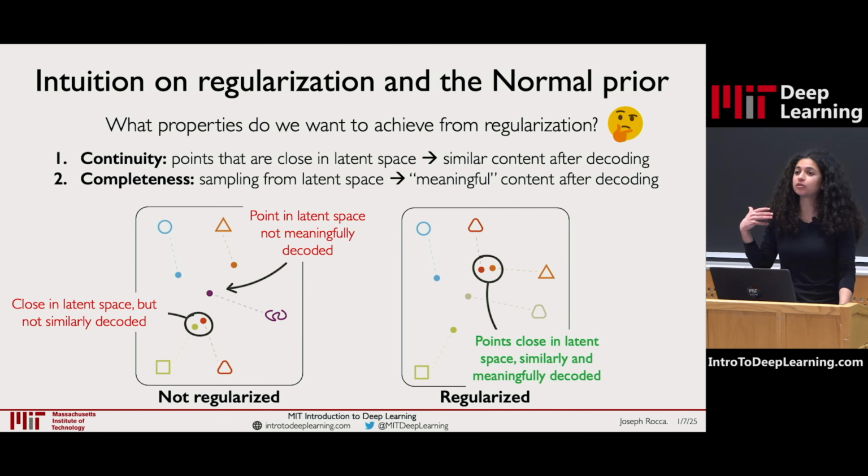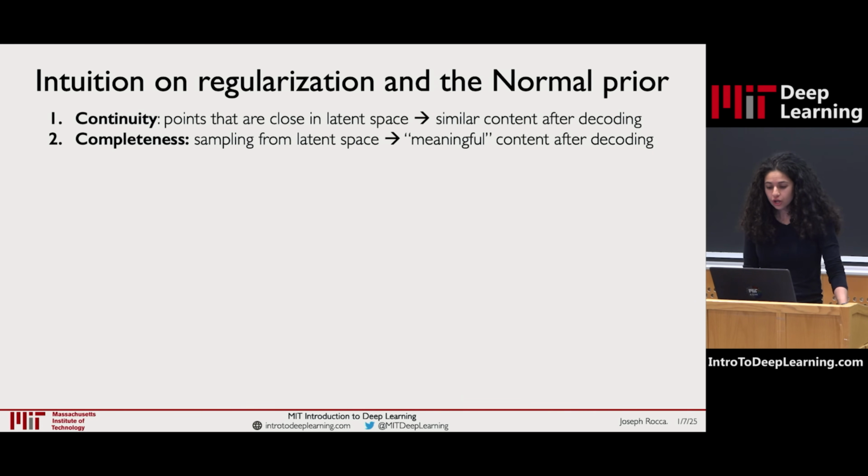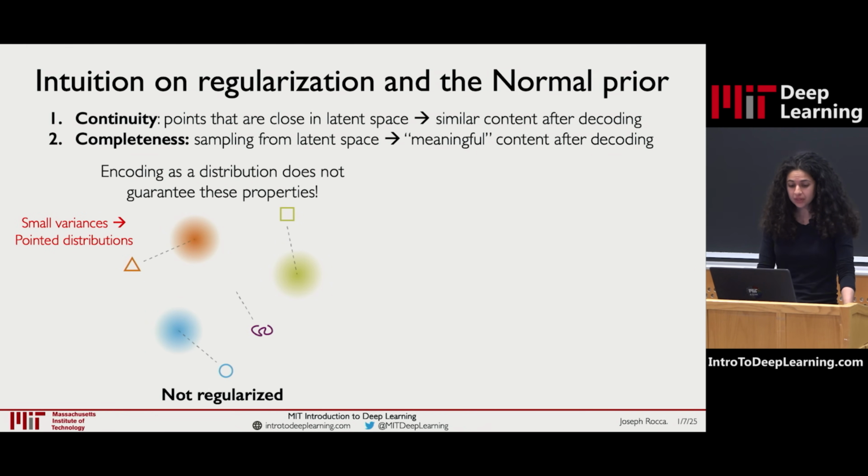In contrast, what regularization allows us to do is to encourage the closeness, where points that end up close in the latent space are semantically related, similar shapes, and also completeness, meaning that we can sample from anywhere in this grid of the latent space and still get a good shape out when we decode. So this is a really, really important concept of using regularization of the latent space to ensure continuity and completeness.